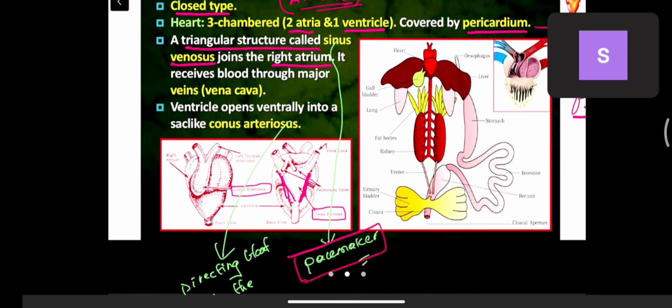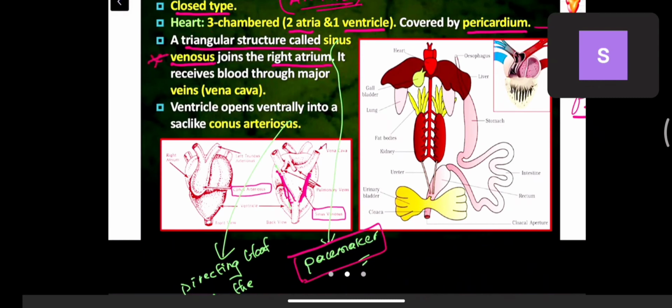Pacemaker means what? It regulates how many times the heart should contract and relax in one second or in one minute. Understood? For example, if you are running, you require more oxygen. And for more oxygen to be supplied to the different cells of your body, the heart should pump the blood many times. So who decides the number of beats of the heart? That is decided by a structure called the pacemaker. And here this sinus venosus does the work of a pacemaker.